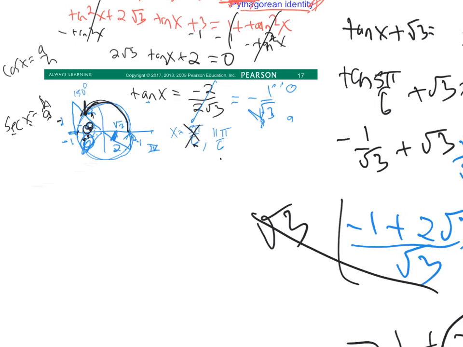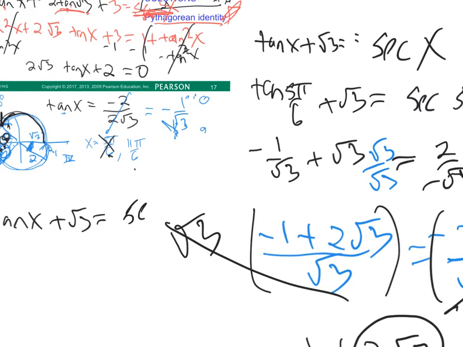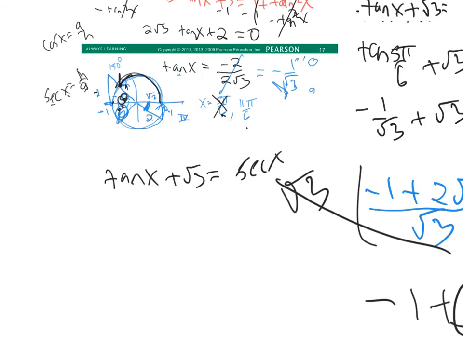Let's try the 11 pi over 6. Original problem is tangent of x plus the square root of 3 has to be equal to the secant of x. This time I'm using 11 pi over 6. Tangent of 11 pi over 6 plus square root of 3 has to be equal to the secant of 11 pi over 6.